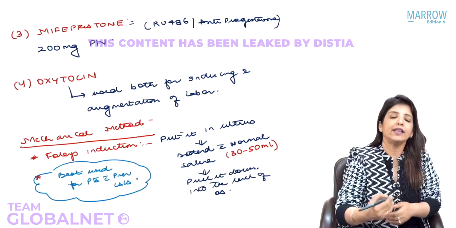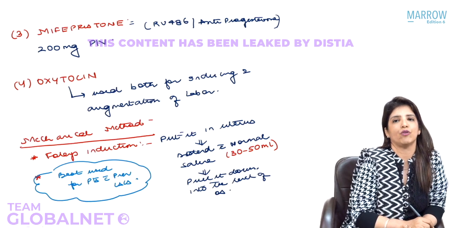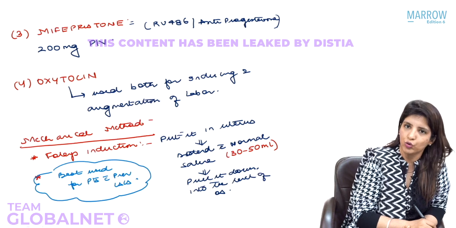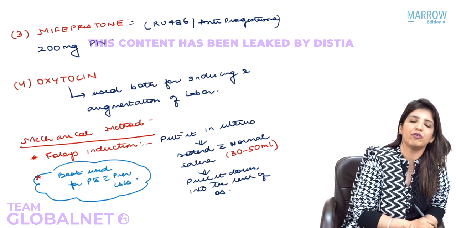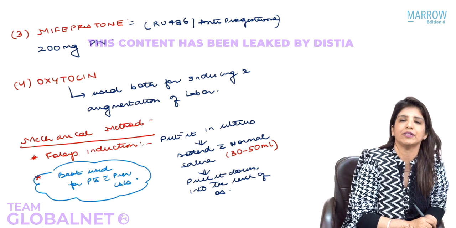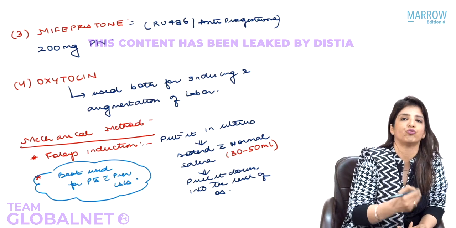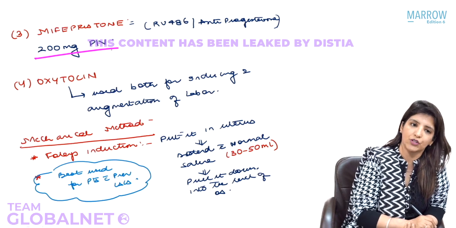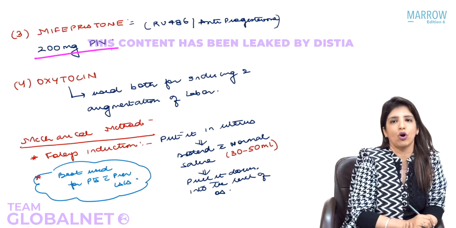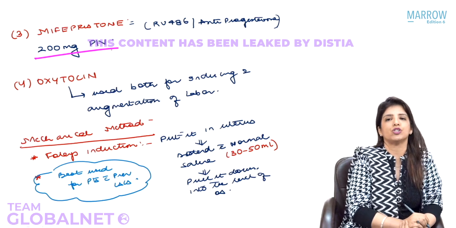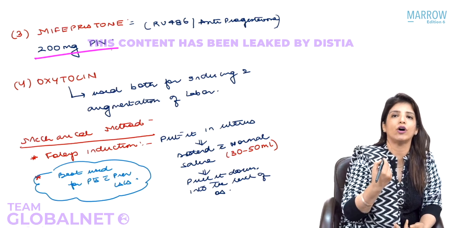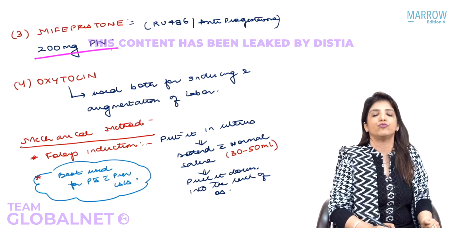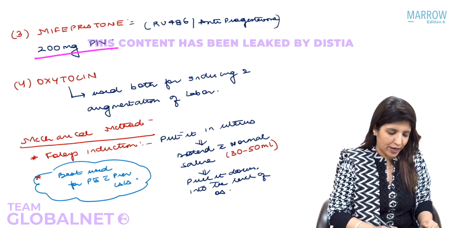Right? Then the other drug which we can use for induction of labor is an anti-progesterone drug, that is mifepristone or RU486. The dose of mifepristone which is used for inducing labor is the same as the one which is used for medical abortions, and that is 200 milligrams per vaginally. Then you can use oxytocin. Please remember that oxytocin is used not only for augmenting labor, oxytocin can also be used for inducing labor, right?